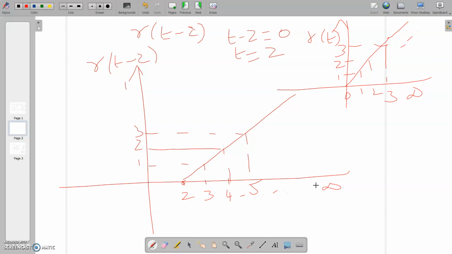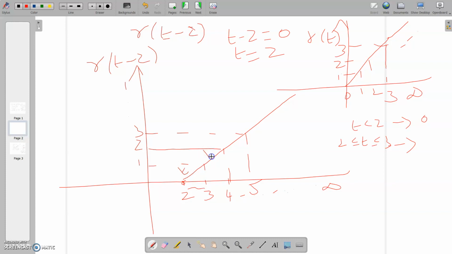For t less than 2, the value is 0. And then for 2 to 3, how will you represent? What is the amplitude? Here for one duration the amplitude is increased by 1. Similarly for 3 to 4 the amplitude has been increased from 1 to 2. So as usual, how will you represent?